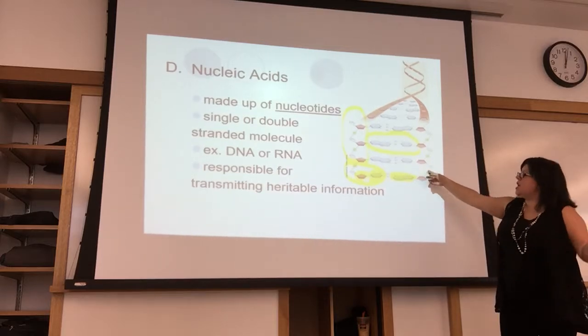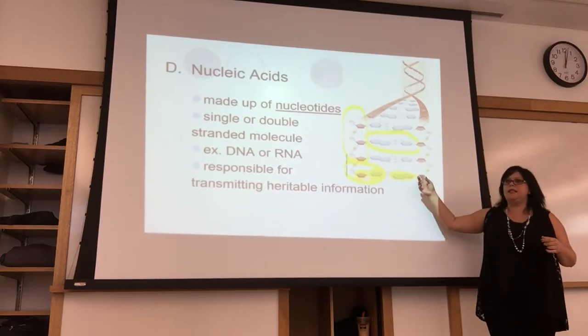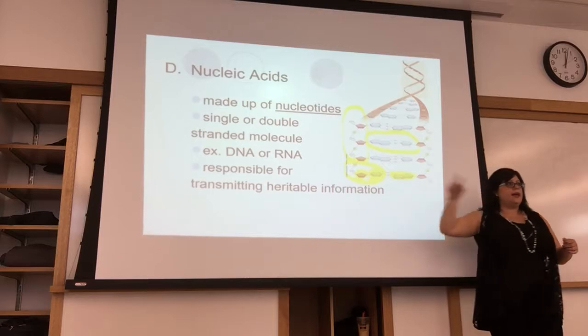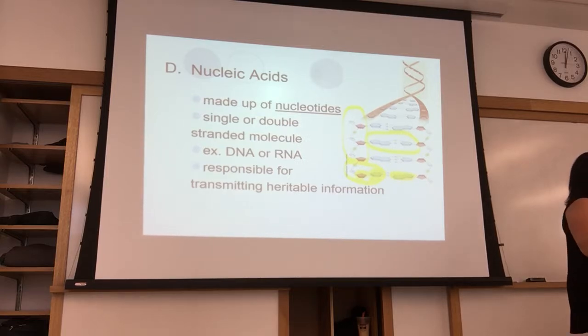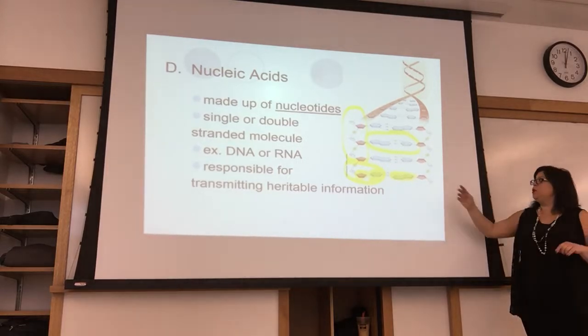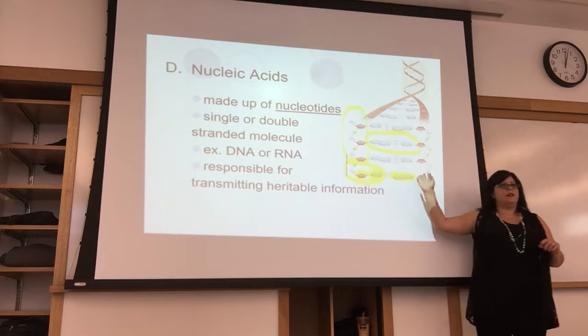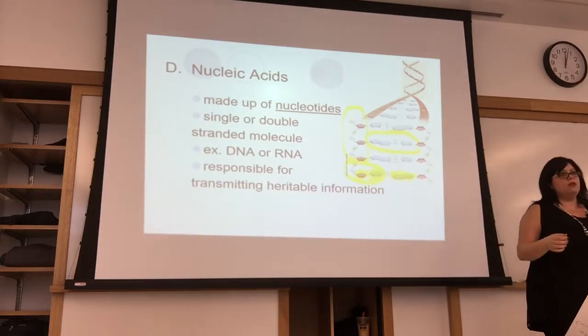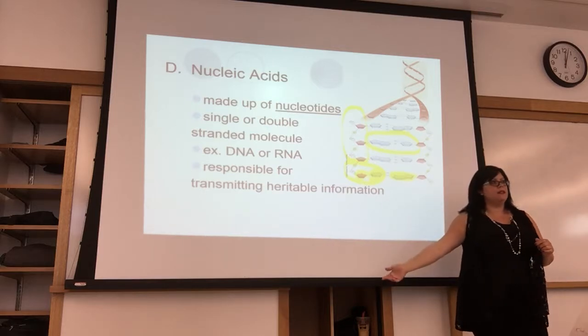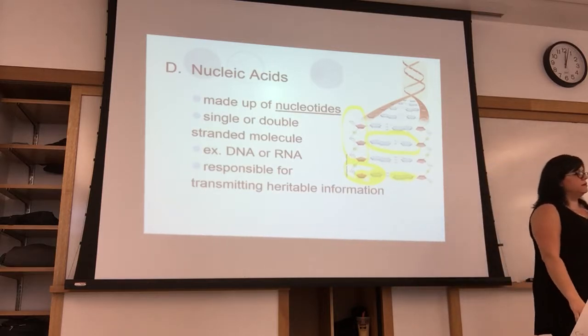Now this is DNA: two chains or strands of nucleotides, hydrogen bonded together and coiled around each other. If we were looking at RNA, it's just one single strand. And we will use one of these strands of the DNA as a template to make the RNA.